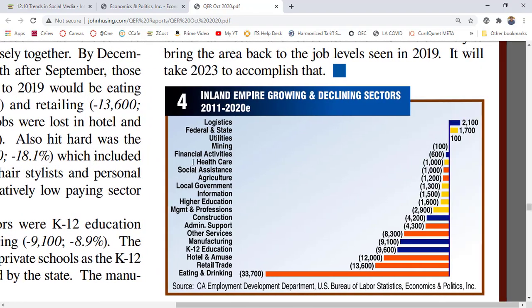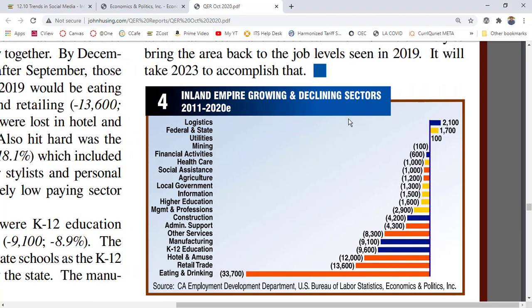In the Inland Empire, logistics is the name of the game. In the midst of a pandemic, right? I mean, look at eating and drinking, right? These are right there the jobs that have been lost in eating and drinking. But there's been a net gain of 2,100 for logistics. And so that's pretty astounding, right? I mean, almost everything else has been, even healthcare.